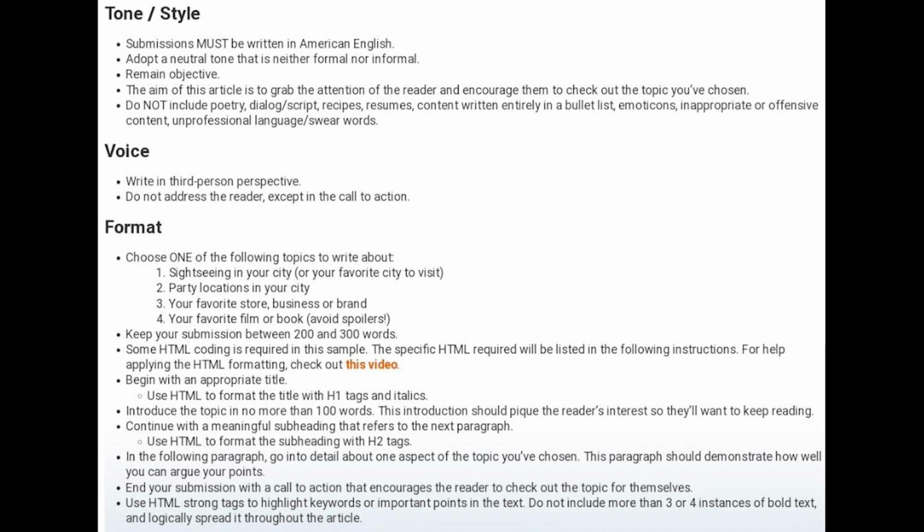Do not address the reader except in the call to action. This is along the lines of what I just said earlier about writing in third person, that you don't use words like you or your or I or me. Now, if you're creating a piece that has a call to action in it, then you can go ahead and add it, according to Textbroker's terms. So you can add something like, if you want to find out more information, submit your article now. That's all written in second person because I'm using you and your.